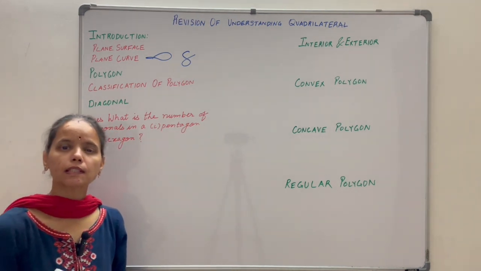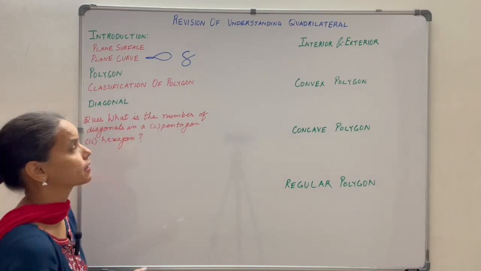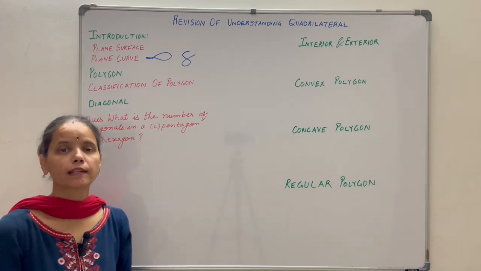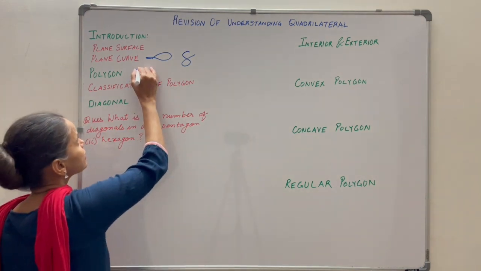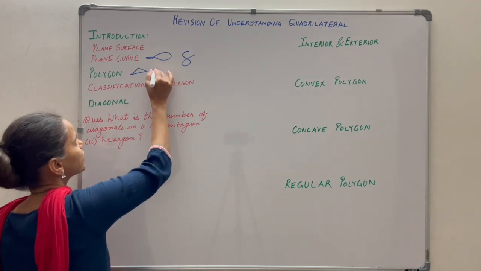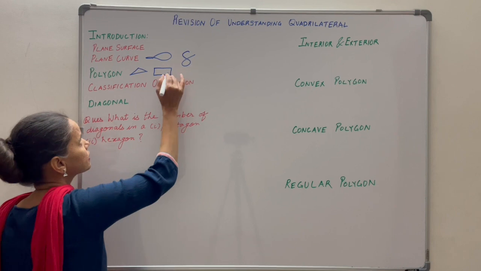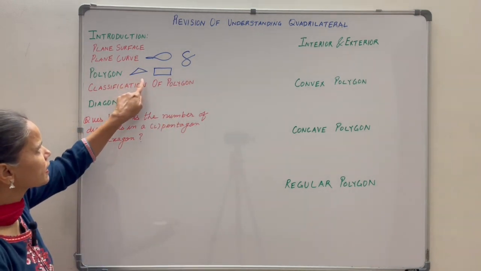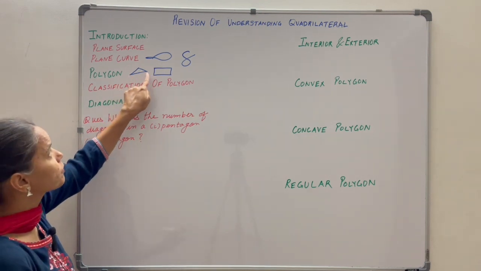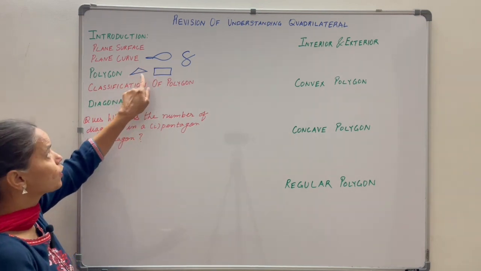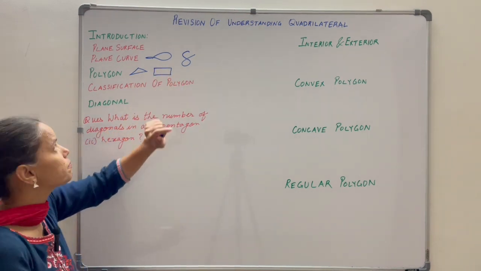Polygon. A polygon is a simple closed curve made up entirely of line segments. For example, triangle, quadrilateral, pentagon. So all these are polygons. You can see all these are line segments and it's a simple closed curve. Simple means none of the points are being crossed. It is closed. It is a curve because you can draw it without lifting a pen or a pencil.